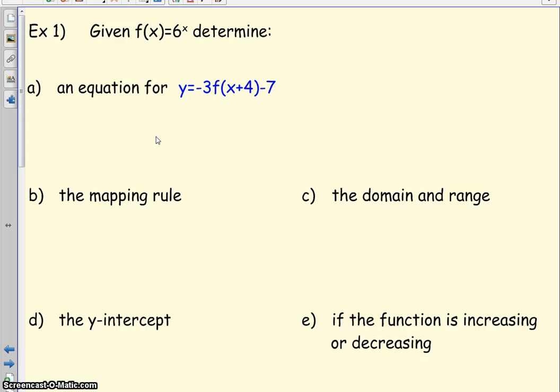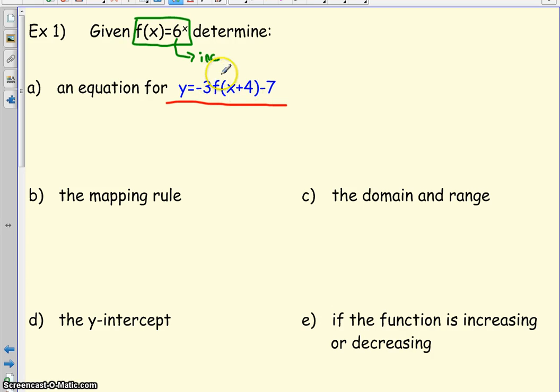Now let's try and take one example that's going to put everything together. So I'm going to have you make your own sketch here once we generate an equation. First off, we're given f of x equals 6 to the exponent x. So right away from there we have our parent function. There's a lot you can tell from that parent function. The base is larger than 1, so it's going to be increasing. But again, we'll see what happens once we have a transformed version. Because the first thing it asks us to do is to develop an equation for y equals -3 f of (x plus 4) minus 7.